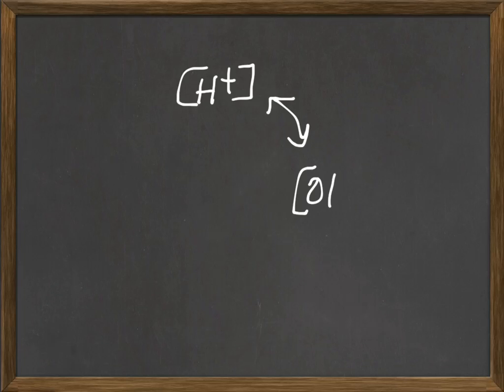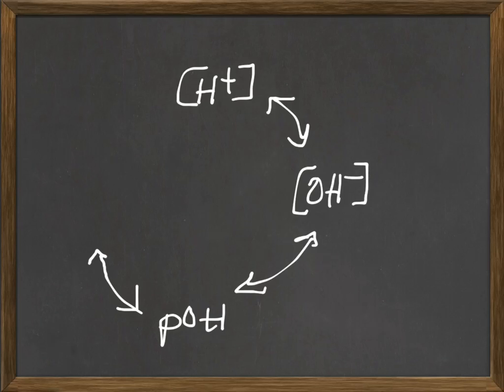Okay, here's one more thing I need to show you. I like this. It's like the circle of life, except it's the circle of pH. The hydrogen or hydronium ion concentration is related to the hydroxide ion concentration, which is related to the pOH, which is related to the pH, which is related to the hydrogen ion concentration. It's a big circle. They're all interrelated.